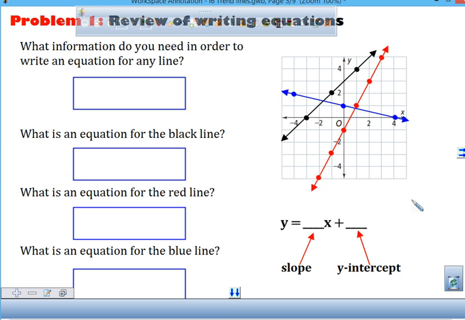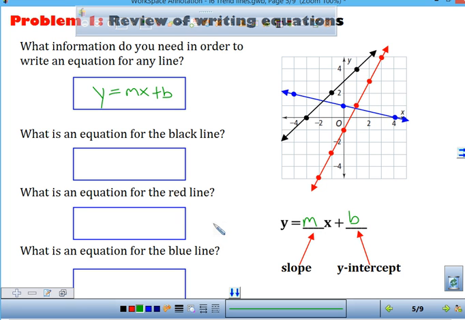Since we are talking about straight lines again, we're going to go back and review how to write an equation for those lines. Okay, and what form did we always write those equations in? Okay, y equals mx plus b, where m is the slope and b is y-intercept.